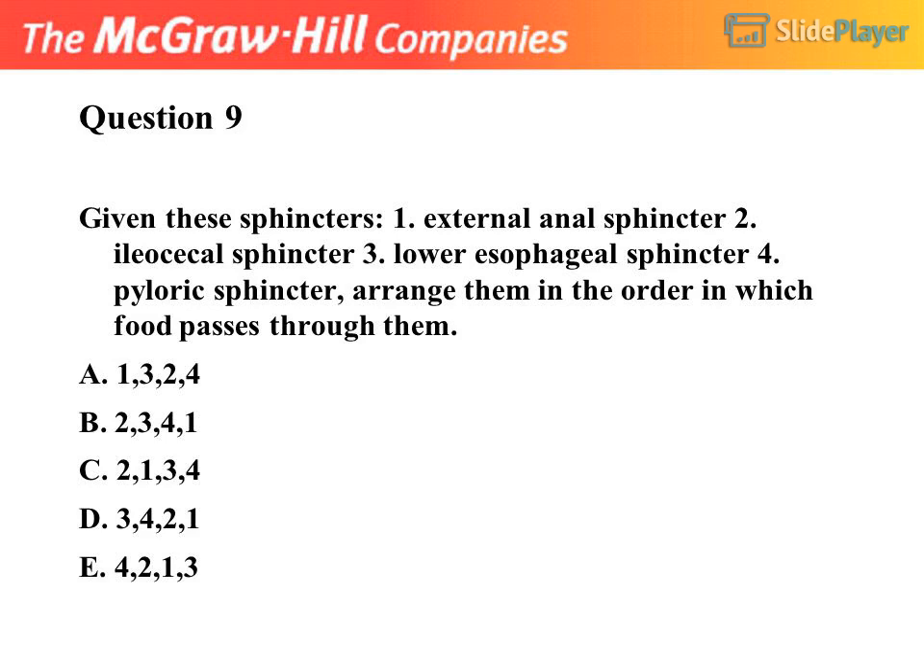Question 9. Given these sphincters: 1. External anal sphincter, 2. Ileocecal sphincter, 3. Lower esophageal sphincter, 4. Pyloric sphincter. Arrange them in the order in which food passes through them. A. 1, 3, 2, 4. B. 2, 3, 4, 1. C. 2, 1, 3, 4. D. 3, 4, 2, 1.